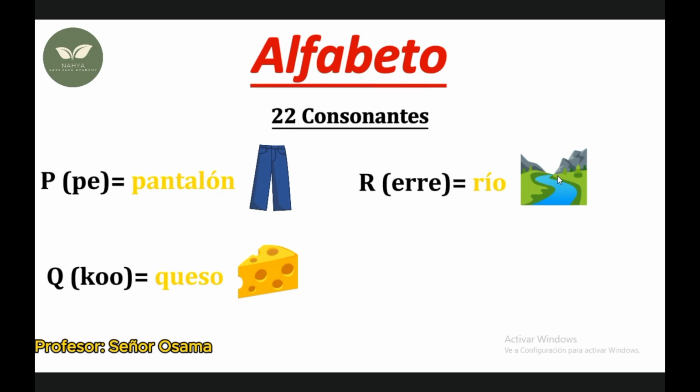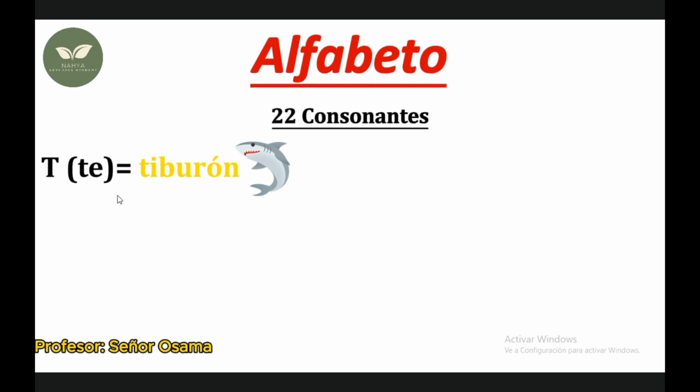So let's go to the next one. Ese. Okay, ese, and we find this in the example of sol, which means sun. So the next one is te. Okay, te, and we can find this letter in the word tiburón. Tiburón, which means shark.